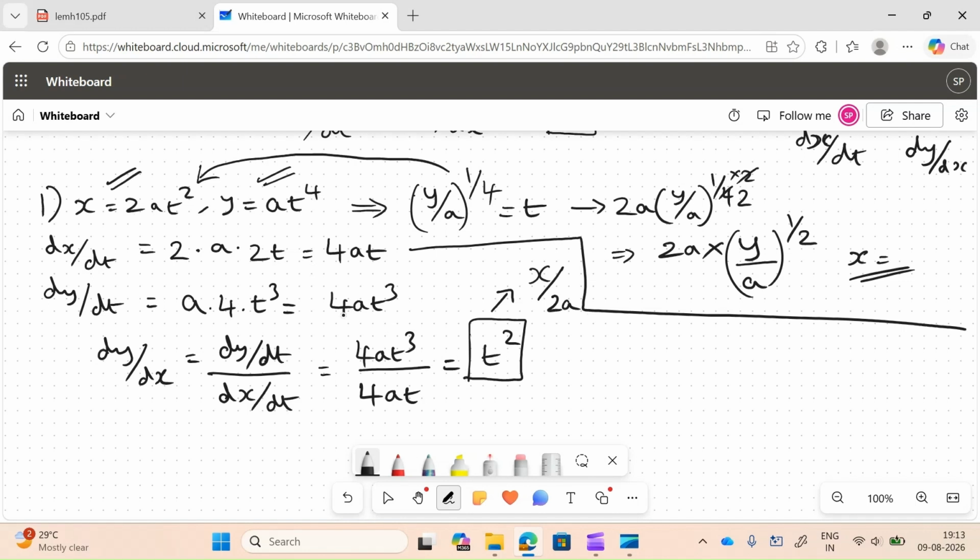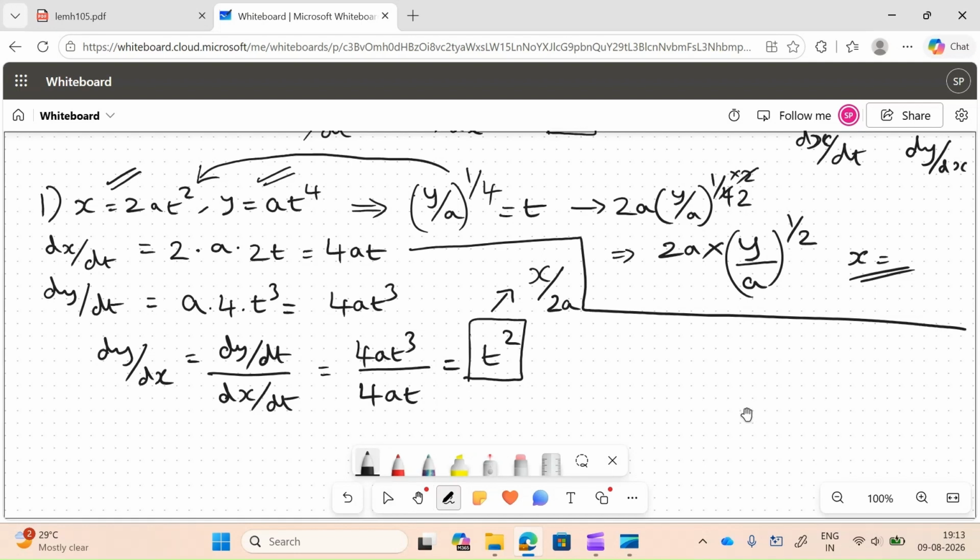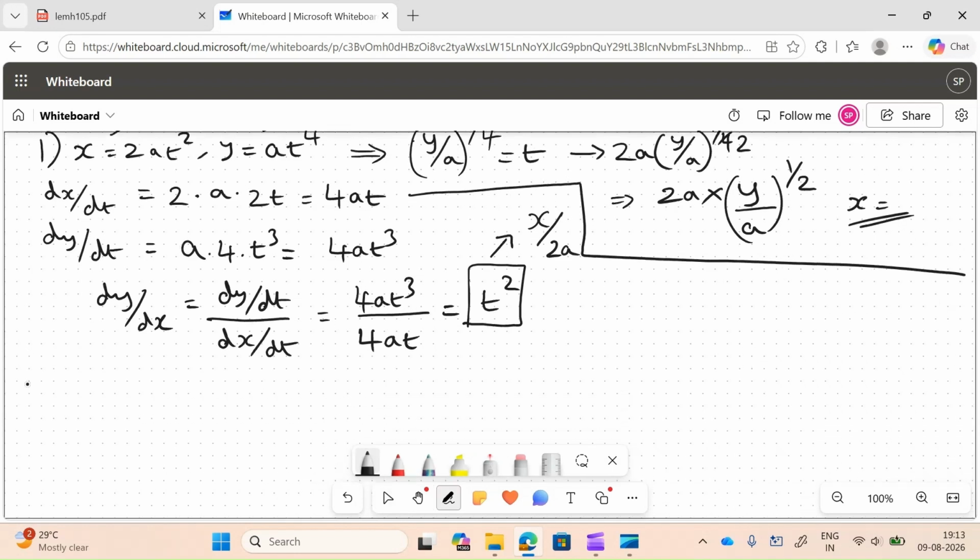See, it is very easy. It is done in 2 simple steps, right? If you try to eliminate the parameter, it will be difficult. So that's why parametric differentiation is very important. Okay, so we'll move to the next question.